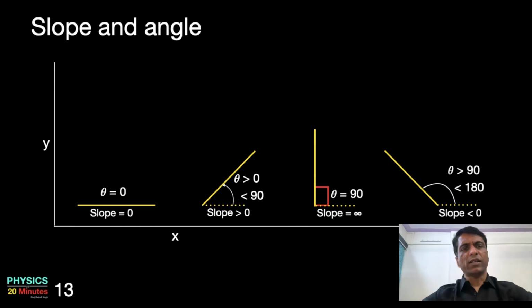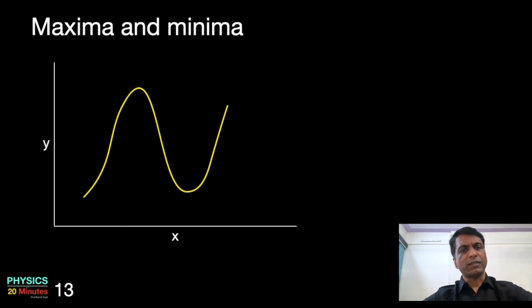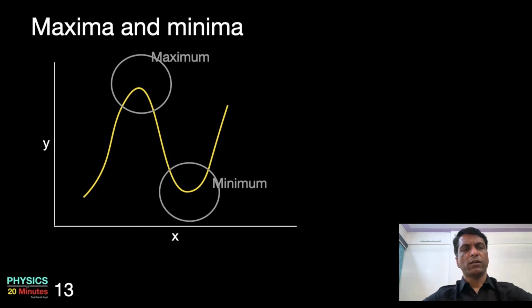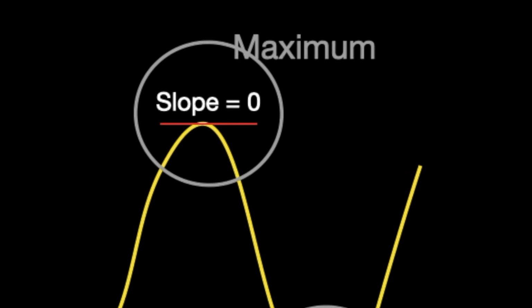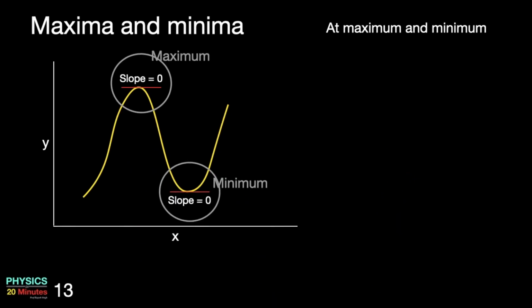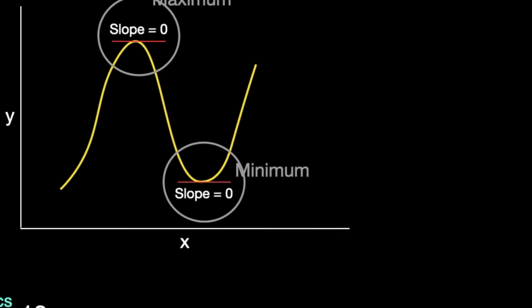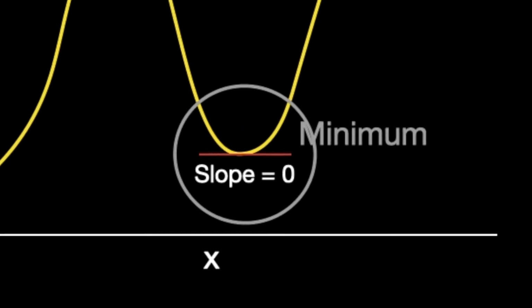These ideas are going to help us for the next topic, which is the topic of maxima and minima. Look at this curve in the graph. It's a curve which has a maximum point and which has a minimum point. At the highest point the line is horizontal, the slope is 0, and at the lowest point, the minimum, the line is horizontal, slope is 0.